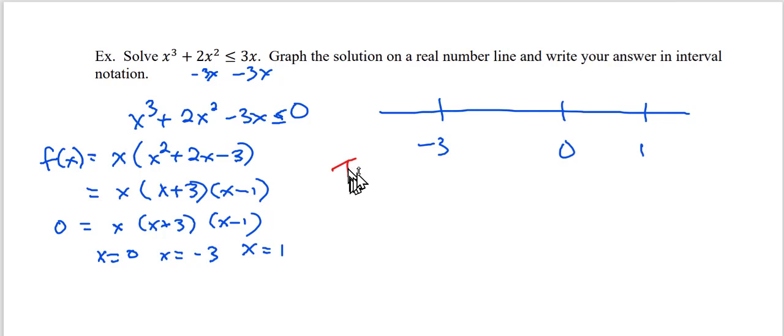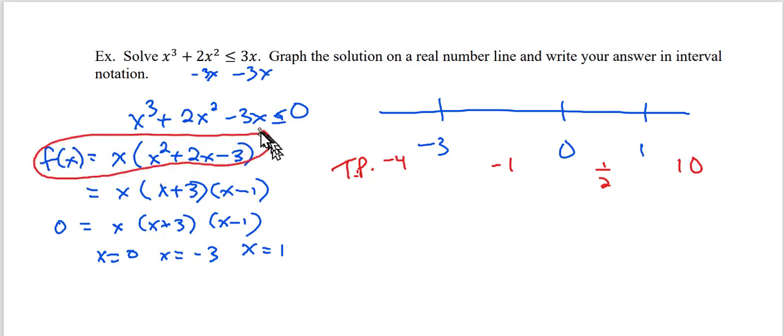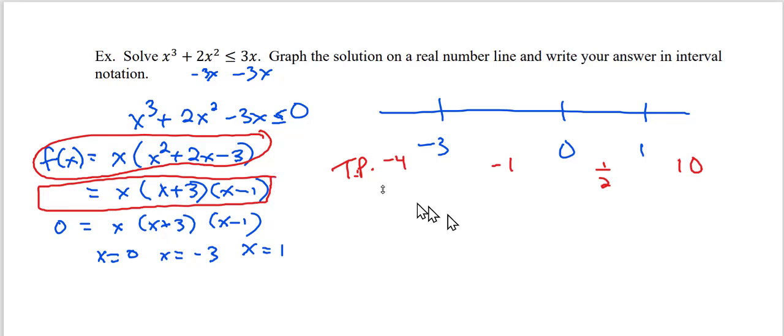Let's pick some test points. Negative 4, negative 1, 1/2, and maybe 10. You could pick negative 10 over here too if you want. I like my factored form of this better than the original that I have here. I really like to use this one because then I can do my positive and negative trick. When I plug the negative 4 into x, I get a negative. I get a negative for the next one and a negative here. So a negative times a negative times a negative is negative.